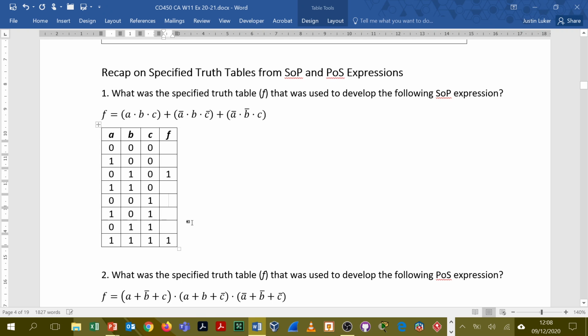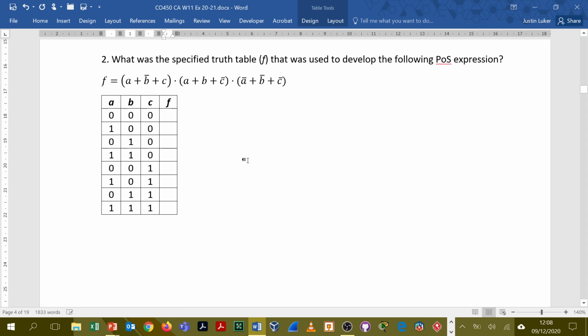0, 0, 1, that one. And the rest must have been zeros, like that. And then underneath that, we've got one for product of sums. So this is working the opposite way around. So we're looking for zeros.